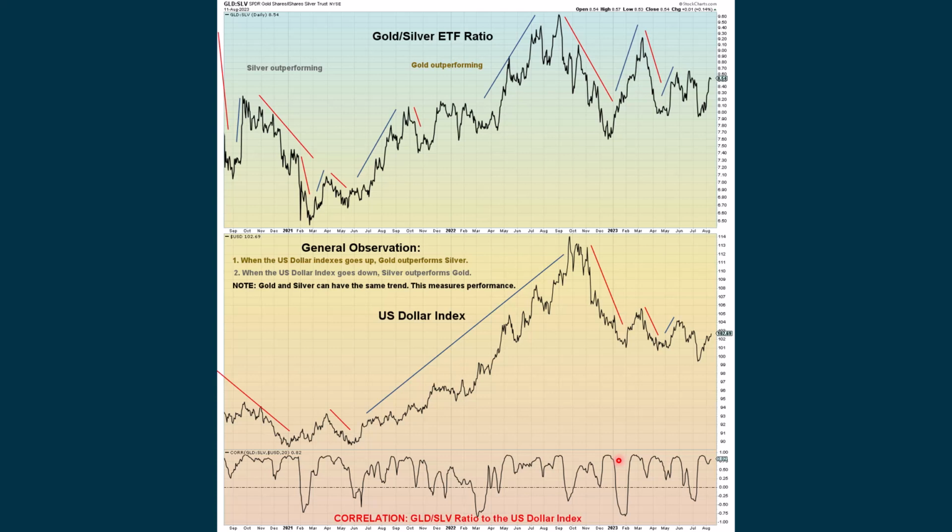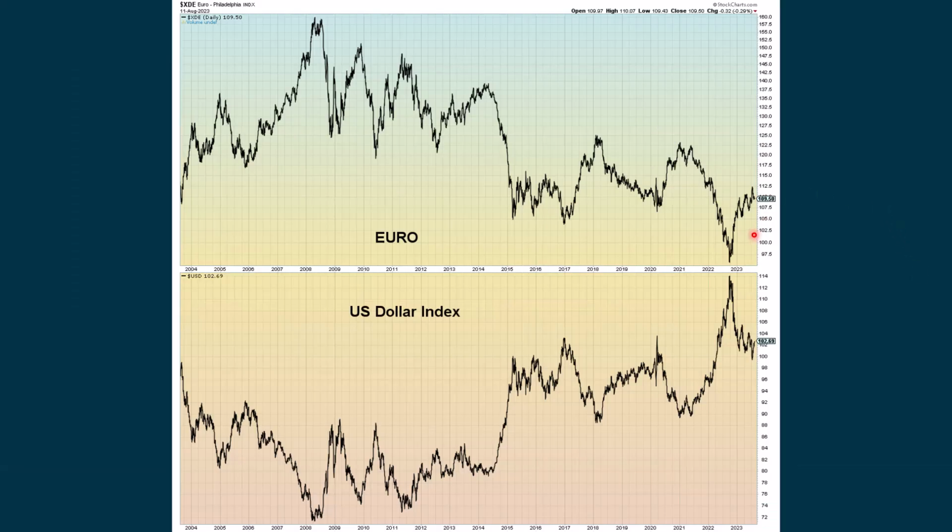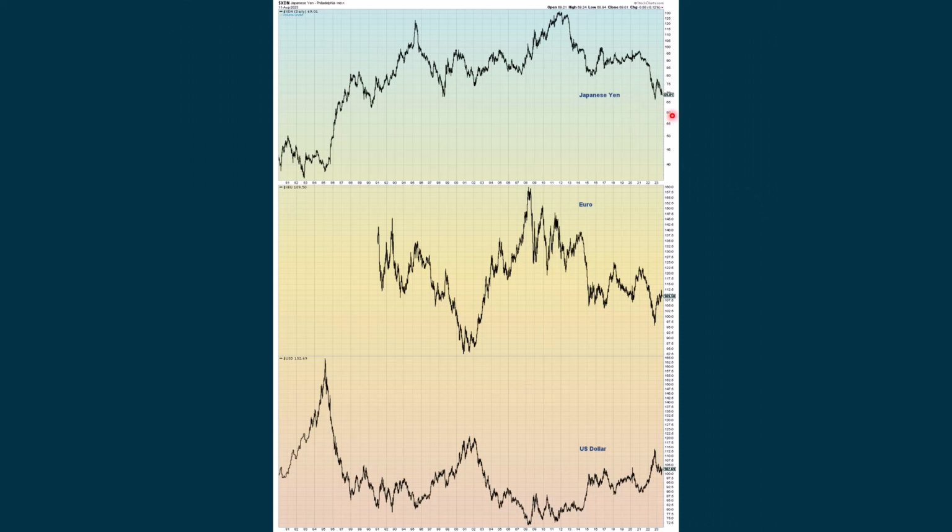We're just looking at what tends to outperform over the other during the course of time. The dollar index, after dropping below 100, has been seeing a nice little bounce. We're getting up above 102. When we compare the dollar to the euro, the euro is in a solid uptrend compared to the dollar, but we're seeing some recent weakness in the euro as the dollar's been bouncing back. We also compare that to the Japanese yen, which is in a downtrend compared to the dollar.